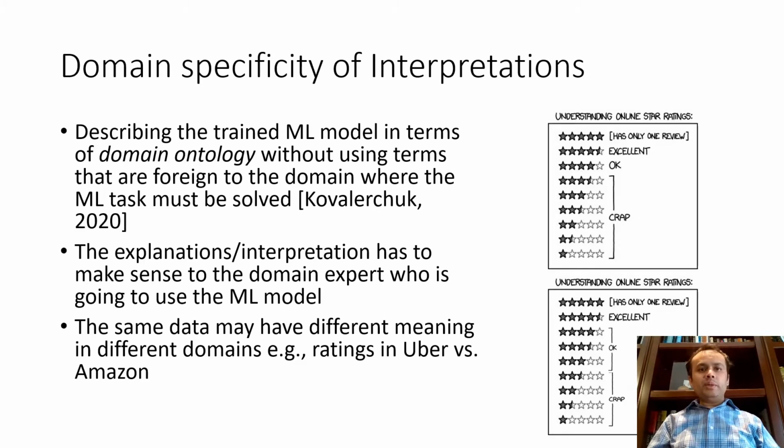An example would be to think about ratings that one gets on Amazon versus Uber. On Uber, if someone has a rating of 4 out of 5, then that's cause for concern, versus on Amazon, a product with rating 4 is still a pretty good product.